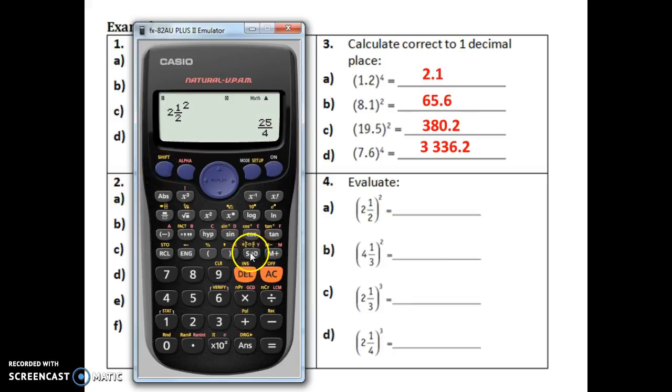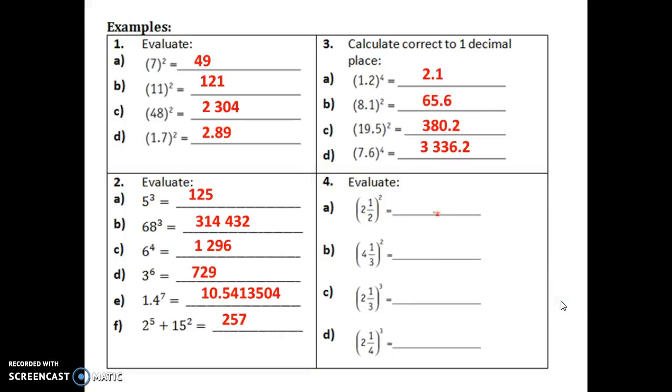We can go shift, ABC, and you would see it's 6 1/4. So either one of those answers would be considered correct. I've just written it as a mixed numeral. Check you can get the answers for the following.